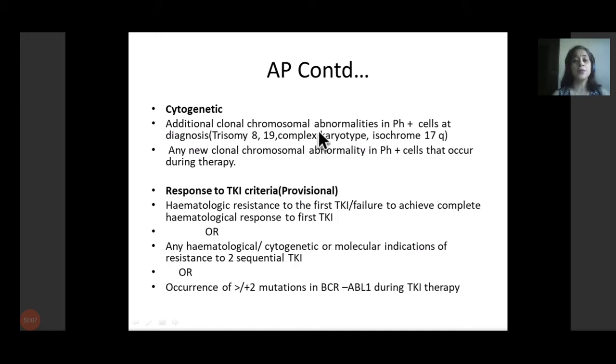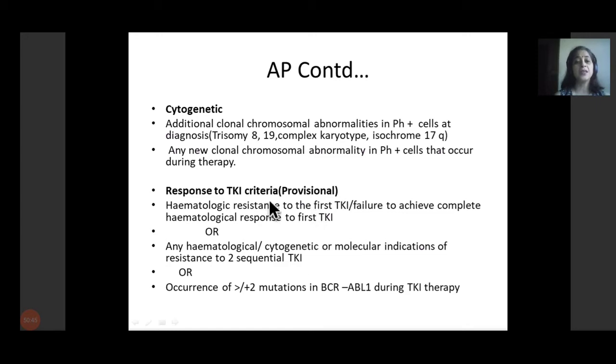Addition of any chromosomal abnormalities in the Philadelphia positive cells, in the patient at diagnosis, in the form of trisomies, deletions, and isochromosomes, is considered as AP, and or addition of any new clonal chromosomal abnormality that can occur during the therapy. So whenever we see the hyperleukocytosis and the previous hematological criteria, we have to make a cytogenetic and molecular assessment again to confirm the AP criteria. Now the TKI, as I said, is the provisional entity.